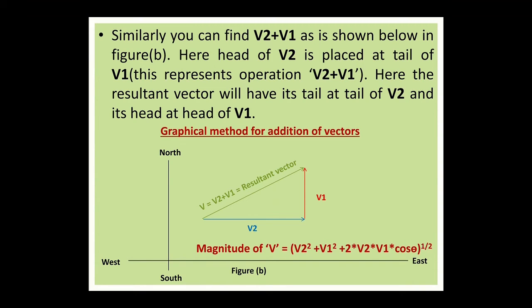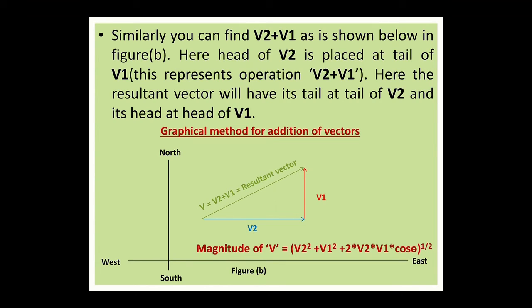Here you can see that your first vector is V2 and the second vector is V1. So the head of V2 is placed at the tail of V1. This represents the operation V2 plus V1. The resultant vector will have its tail at the tail of V2 and its head at the head of V1. This is the graphical method for addition of vectors V2 with V1.